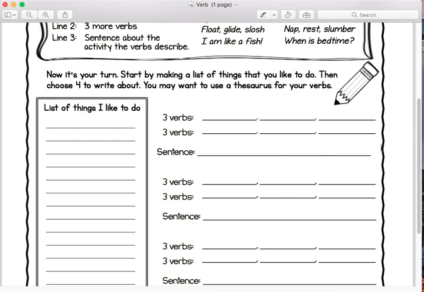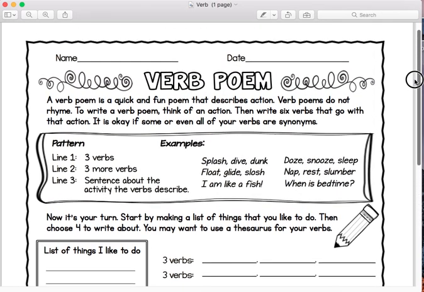Okay, that's all for now. I hope you have fun writing your 2 verb poems.